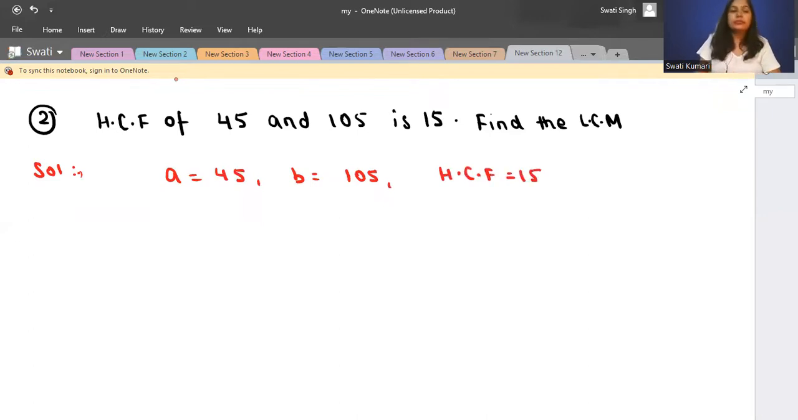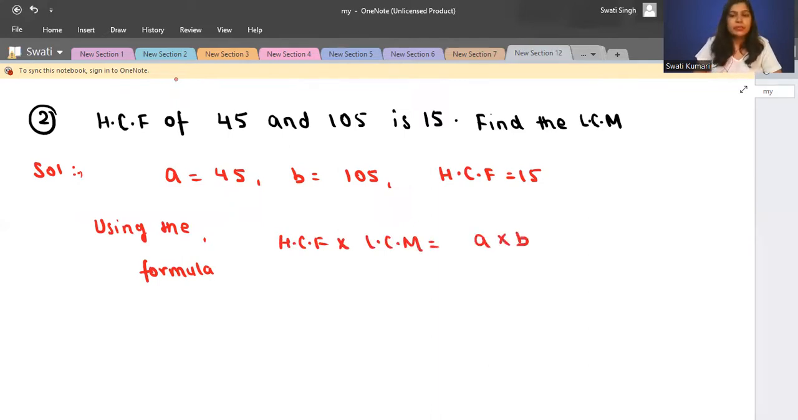So again, you can write down using the formula. I think you are already ahead of me because you know what we need to do. HCF into LCM is equal to the product of the two numbers, which is A into B. HCF is 15, LCM we have to find out, so let us write LCM as LCM only. A is 45 and B is 105.